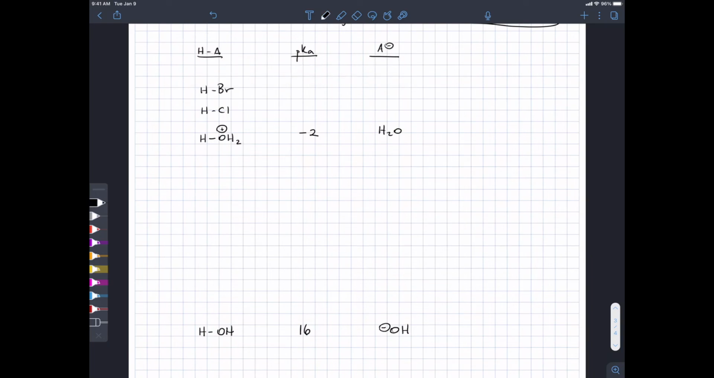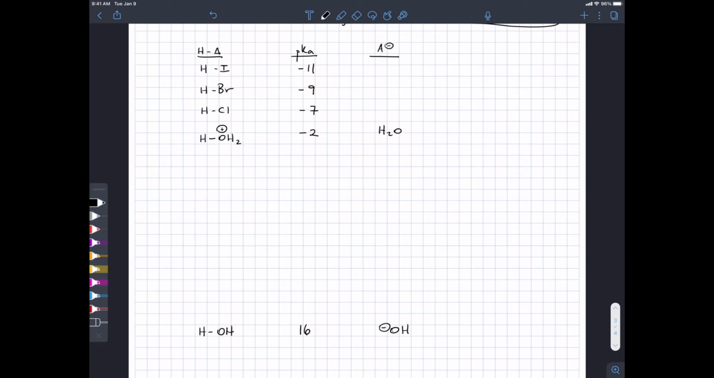HBr and HI. HI is the most acidic. The pKa is around -11. HBr, I think, is -10. HCl is -7. If these numbers aren't exact, they're close. Go with the numbers that are in your text if push comes to shove.